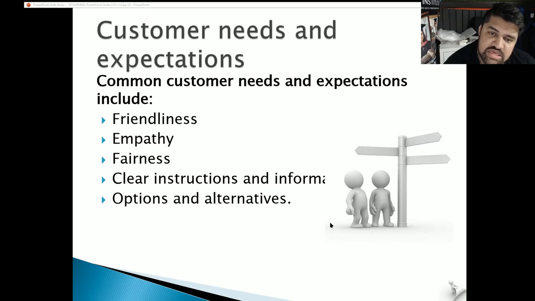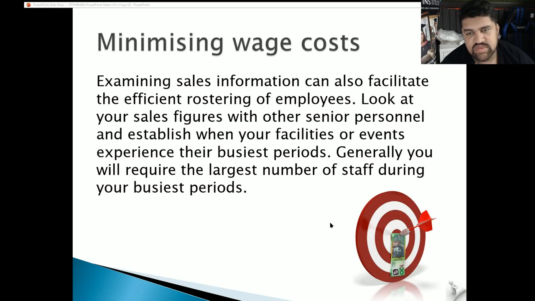Customer needs and expectations. Common customer needs and expectations include friendliness, empathy, fairness, clear instructions, options, and alternatives. Minimizing wage costs. Examining sales information can also facilitate the efficient rostering of employees. So look at your sales figures with other senior personnel and establish when your facilities or events experience their busiest periods. So generally you will require the largest number of staff during your busiest period.